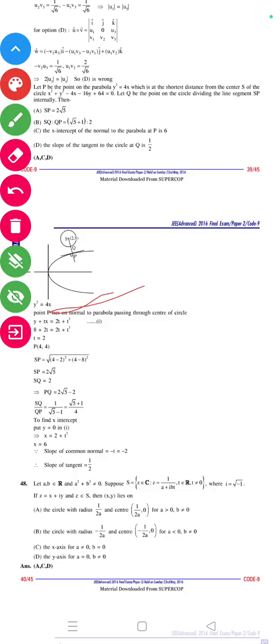So y plus t is equal to 2t plus tq. 8 plus 2t is equal to 2t plus tq, t is equal to 2t, so t equal to 2, or P equal to (4, 4). So SP equal to root over (4 minus 2) whole square plus (4 minus 8) square, so SP equal to 2 root 5, SQ equal to 2. QP is equal to 2 root 5 minus 2, SQ by QP is equal to 1 by root 5 minus 1, which is equal to root 5 plus 1 by 4.